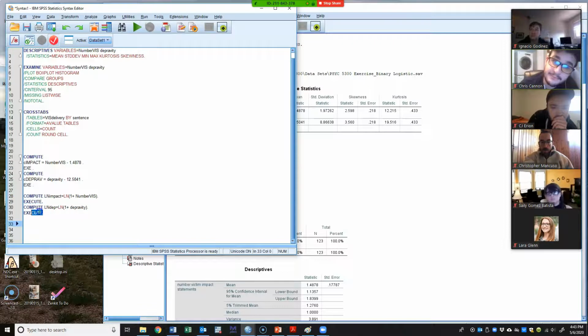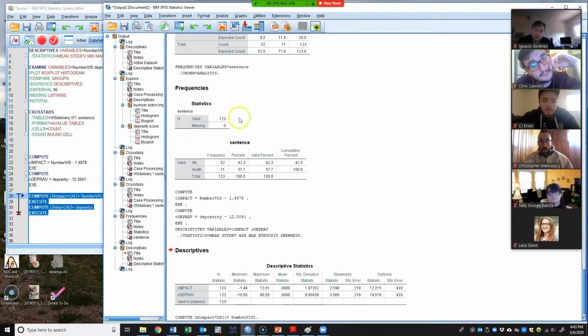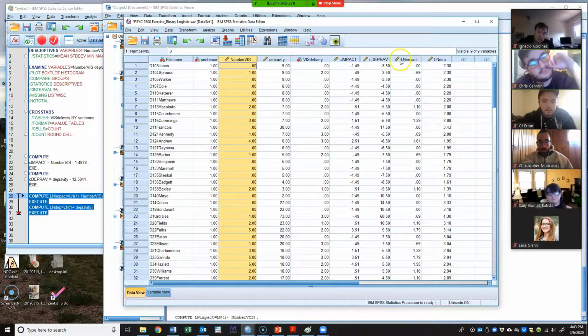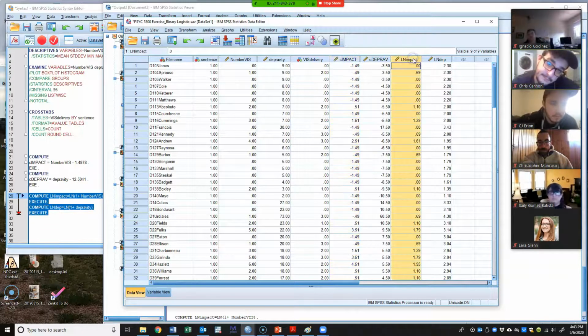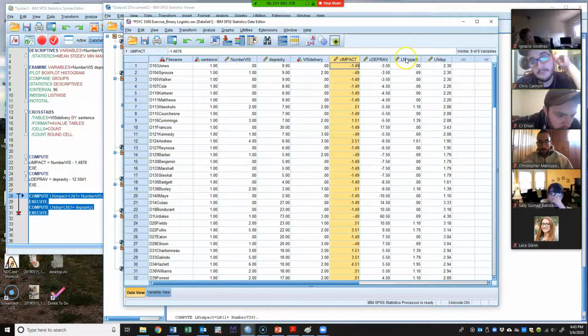So what I'm going to do is create the natural log of both of these. And in my set, now I'm just going to have, here's my centered impact and the natural log of impact. Here's my centered depravity and the natural log of my depravity, right? And what I want to do is put together a model that includes the interactions of the variable and its natural log to see if I have evidence of nonlinearity going on in my data.